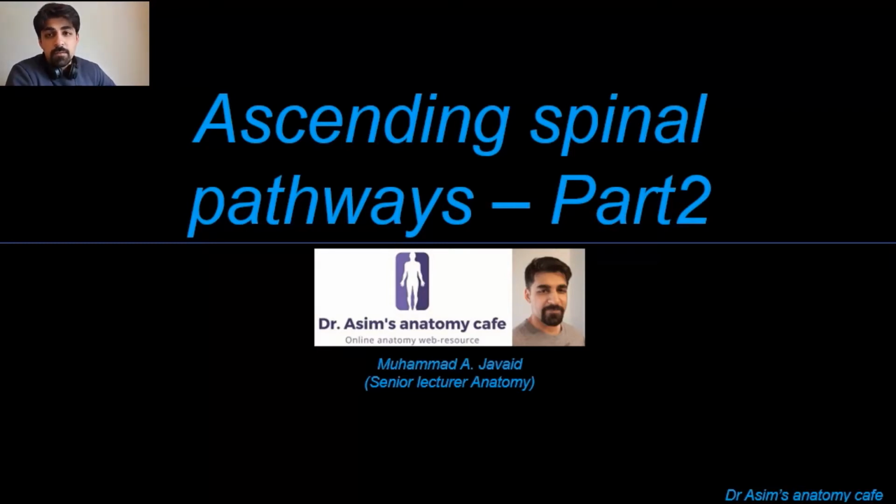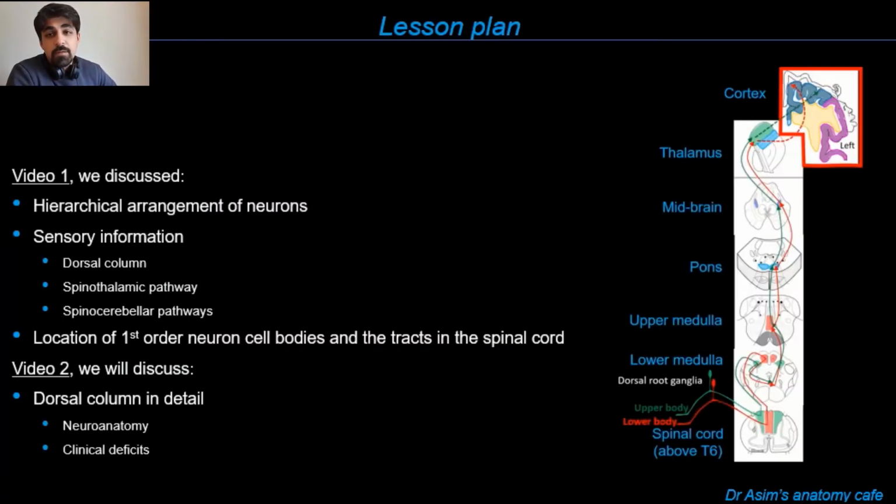This is our second video on the ascending or the sensory spinal pathways. As part of video 1, we already discussed the hierarchical arrangement of the neurons within the sensory pathways. We said that every sensory pathway more or less has a first order neuron, a second order neuron, and a third order neuron. Then in video 1, we discussed the type of sensory information which is conveyed by the different sensory tracts, such as the dorsal column, the spinothalamic pain temperature pathway, and the spinocerebellar pathway.